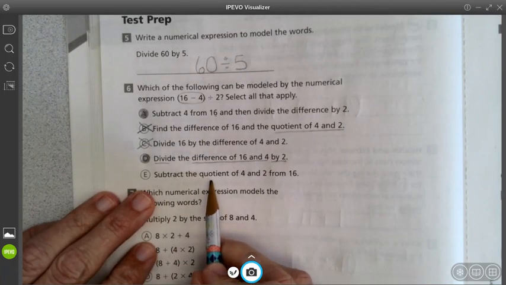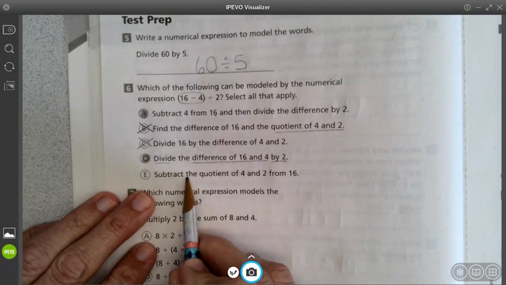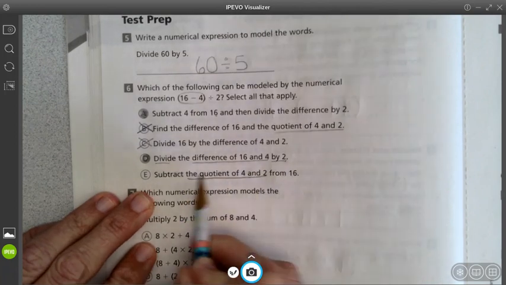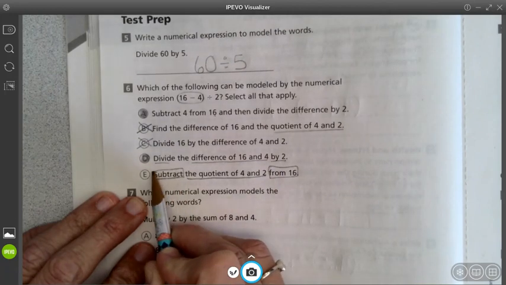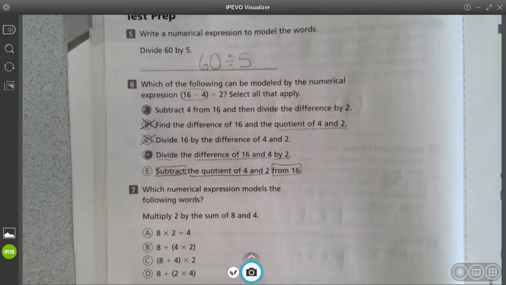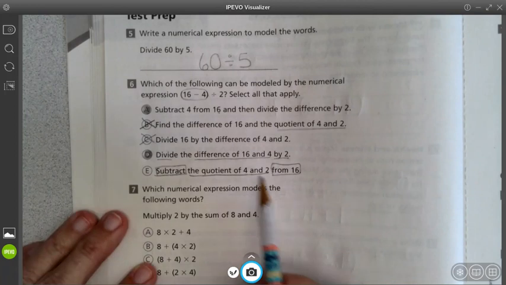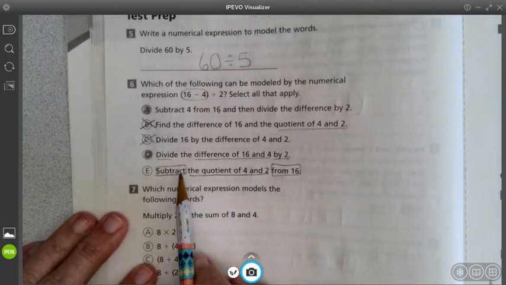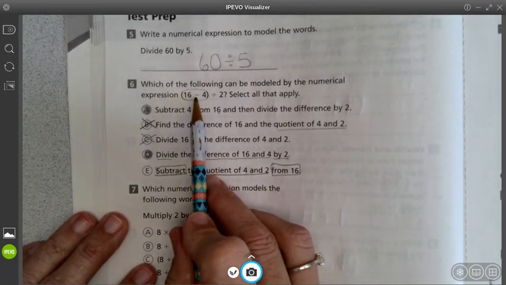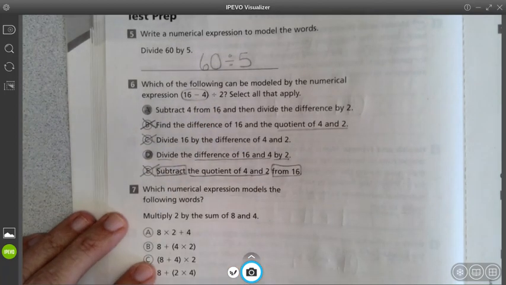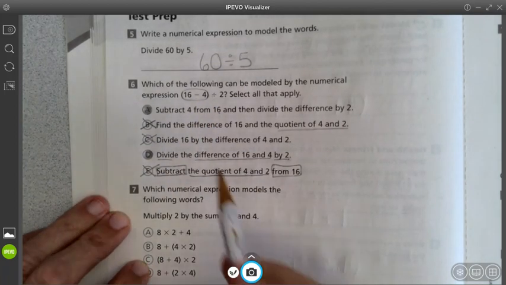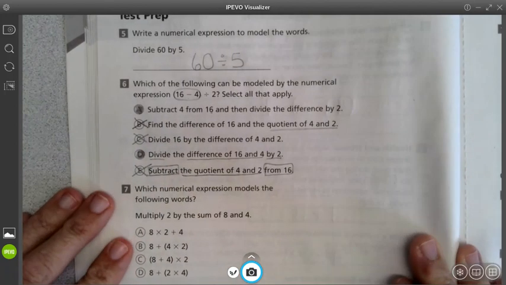Subtract the quotient of 4 and 2 from 16. So we would be subtracting from 16. I can kind of use my cubing work for these as well to show what stays together. Would I be subtracting a quotient from 16? No, I'm not doing that there. So the two choices are A and D for number 6.